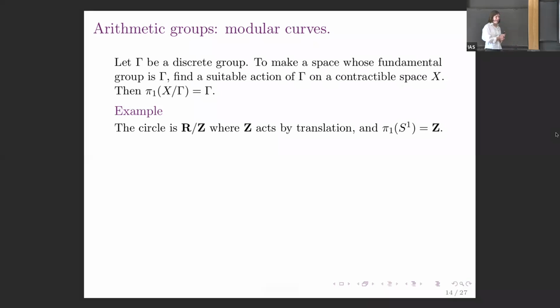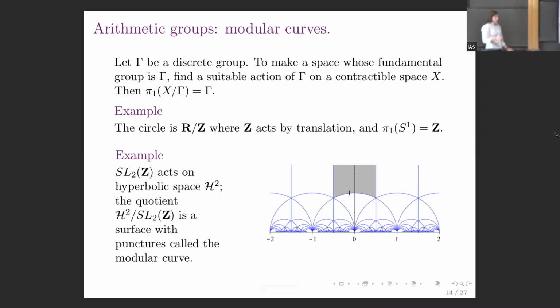So going back again to our favorite example, if I want to produce the circle, I can take the real line and just have Z act by translations. When I take the quotient, meaning I identify things that are one integer apart, I get the circle that has fundamental group Z. Here's another example. SL2Z acts on hyperbolic space, and the quotient here is a surface with punctures called the modular curve. Here, a requisite warning: it's not actually a manifold. It's actually an orbifold, but it doesn't hurt for the purpose of this talk to imagine that it's a manifold.